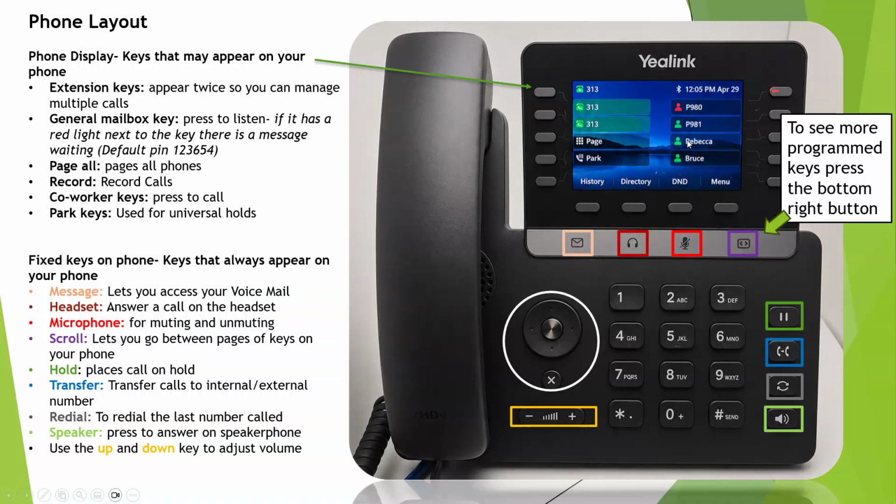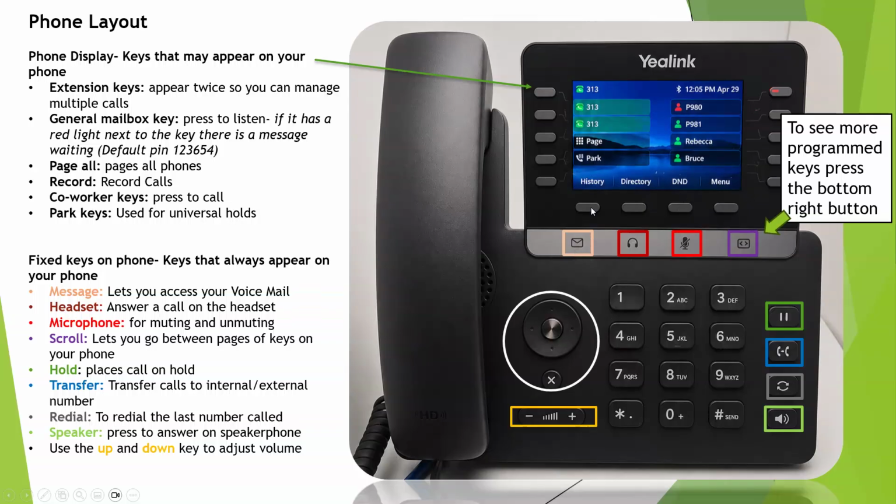You may have buttons for coworkers like I do here, like Rebecca and Bruce. If they're on the phone, it would be lit red, like this little park button over here. But otherwise, if it's green, you can just push that to call them anytime. And then over here, you guys also might have park keys. Those are just holds you can pick up anywhere. So in mine, I have park 980 and park 981. You guys can see someone is waiting on park 980. That's what the P stands for. I'll be going over how to park in a little bit.